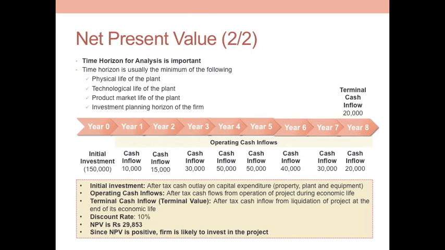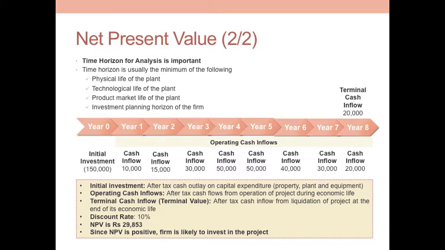Now let's take a look at some very important terms when it comes to understanding the whole concept of net present value or NPV. First is time horizon. Usually this is governed by the physical life of the plant. In the case of a solar power plant, this is 25 years. However, in many cases, firms opt for a shorter time horizon depending on how long into the future they want to plan. In this example, we've taken the planning horizon to be 8 years.